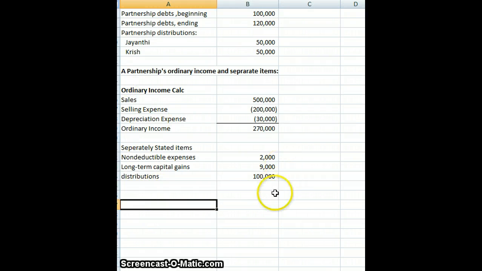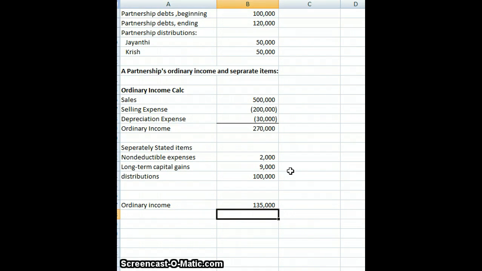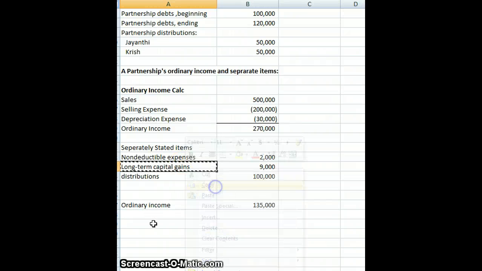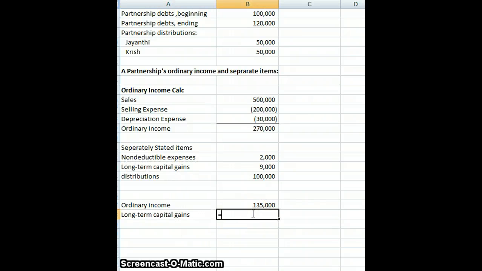Our partnership structure is 50% each, so she is going to have ordinary income of $270,000 divided by 2, or times 50%, however you want to do it. So we're going to have ordinary income of $135,000, and her long-term capital gain is going to be half of that, so it's going to be $9,000 times 0.5. She'll be reporting $4,500 of capital gain.